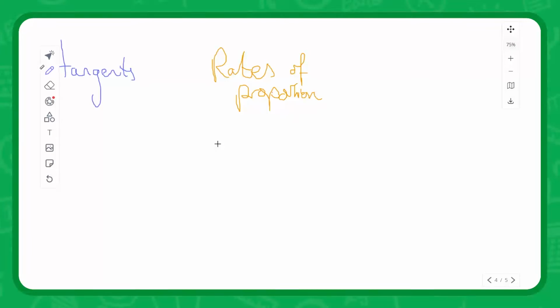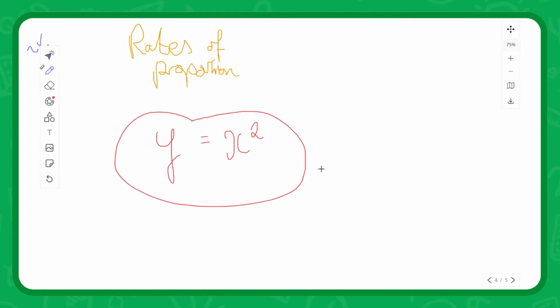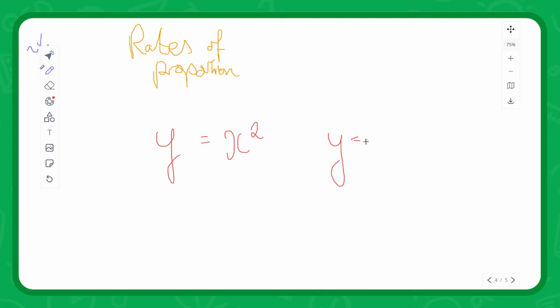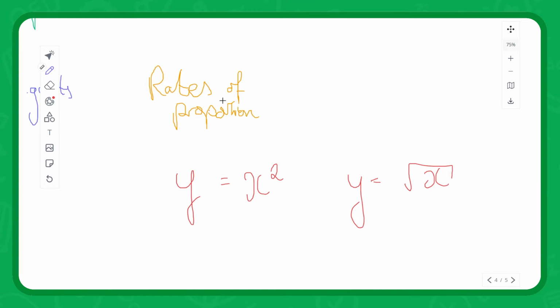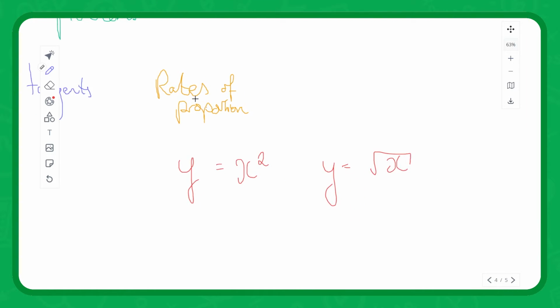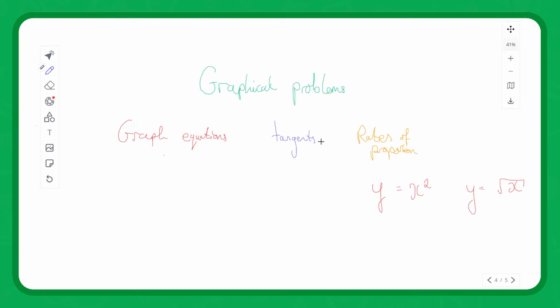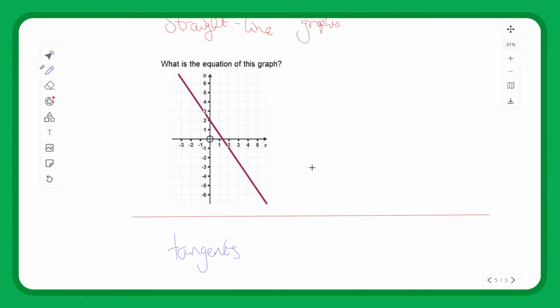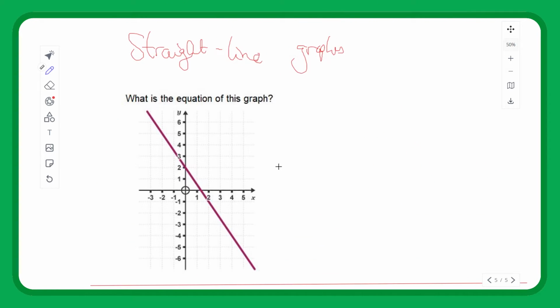For example, in that last one, that was a square graph, so we might say y equals x squared, and we might then consider what this graph looks like in comparison to, say, the opposite, y equals the square root of x, because different systems in the world have different rates of proportion, and we need to know how to represent all of them. So we're just going to move straight on to exam questions here, because the exam questions are pretty much the basis of all these examples anyway.